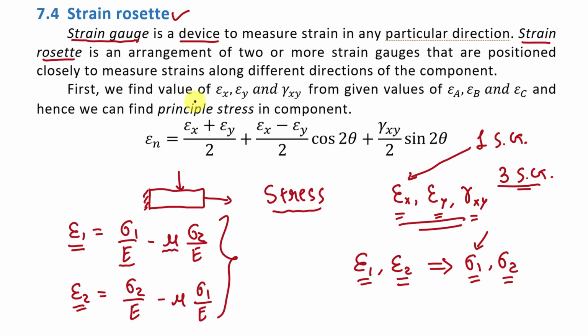Fine. And here first of all we find the values of epsilon x, epsilon y and gamma xy from the given values of epsilon a, epsilon b and epsilon c. And these are the values of strain that are measured from strain gauges, and hence we can find the principal stress in the component. Fine. Now here we are going to use this equation to find out the values of epsilon x, epsilon y and gamma xy. So you have to remember this equation, and I have told you how to remember this equation, right?